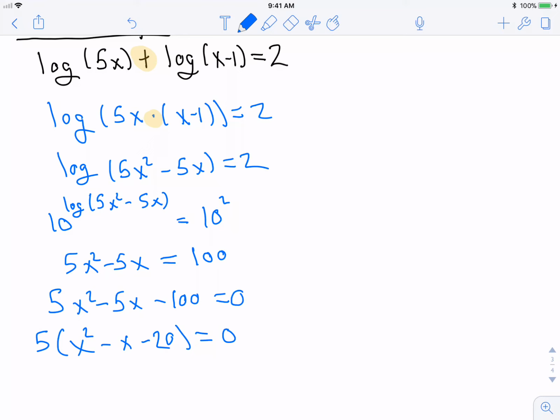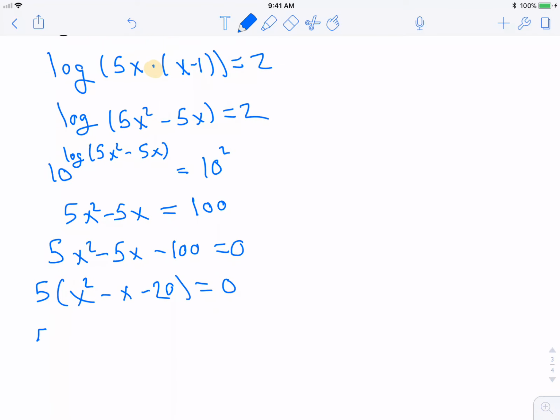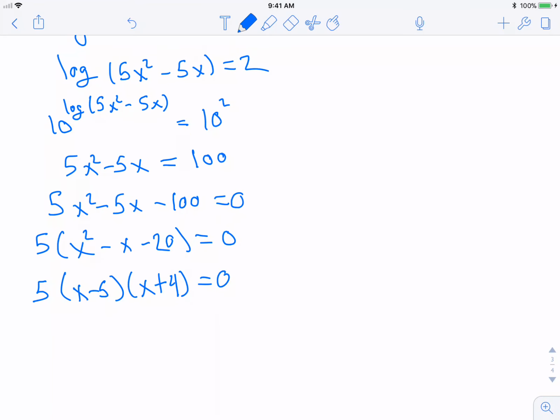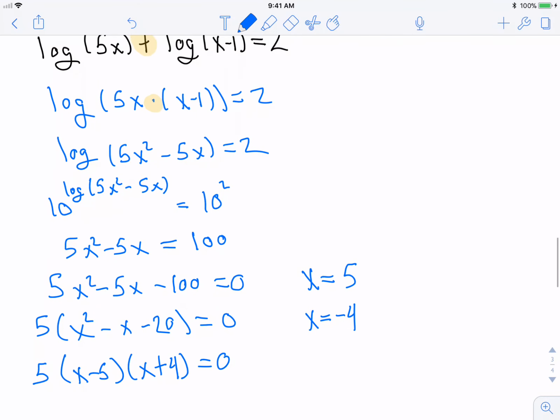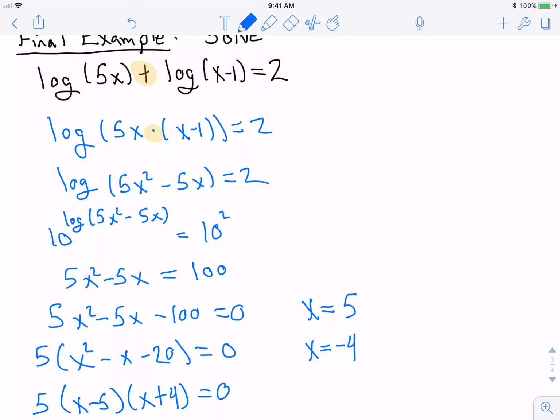Two numbers that multiply to be negative 20 and add to be negative 1 are negative 5 and positive 4. So this is 5 times x minus 5 times x plus 4 is equal to 0. And we have our answer now. Either x is equal to 5 or x is equal to negative 4. But we need to be careful here. Remember that in a logarithm, we're not allowed to plug any negative numbers into it, otherwise we'll have a problem with the domain.